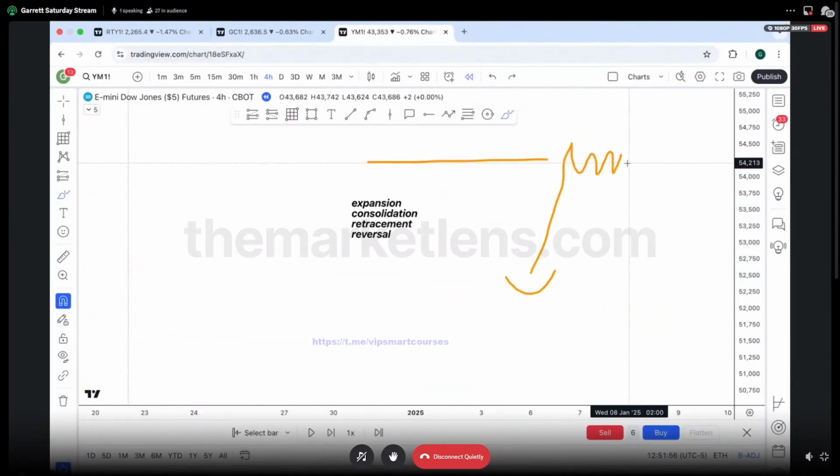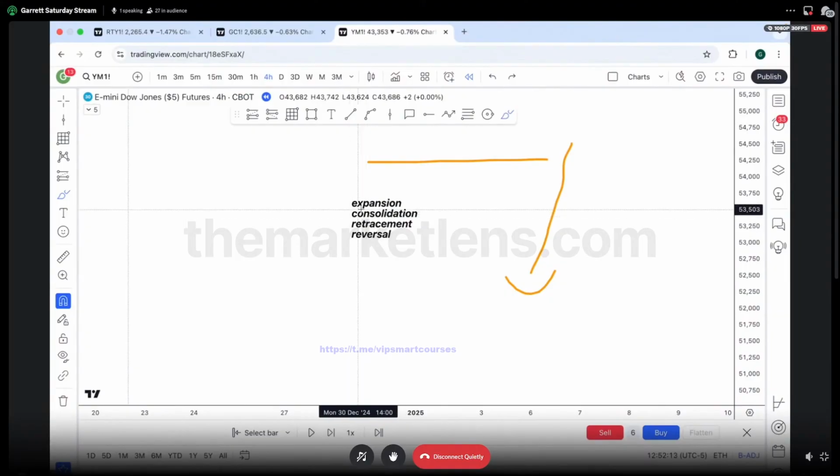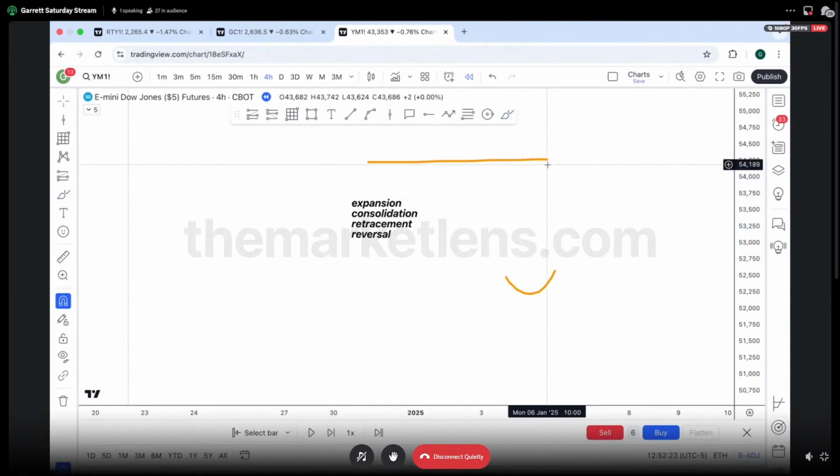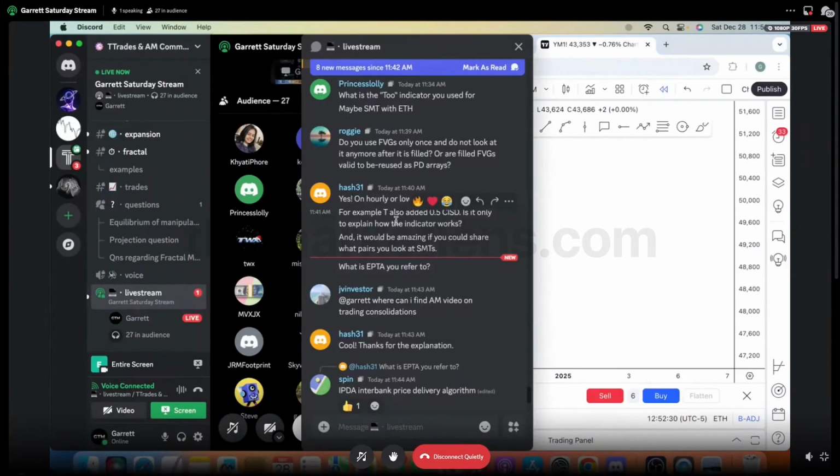So the ideal scenario is we take out this side of the range, then expand to this side of the range. But price doesn't have to manipulate here. It can just expand again, or sorry, it doesn't have to manipulate to then expand again. But in order to anticipate the expansion or retracement and consolidation, we need to see manipulation. So that's why manipulation is so important. It's because you're going to actually anticipate it. But I went over that in detail.